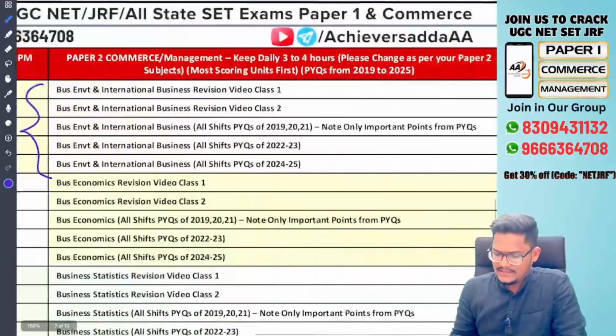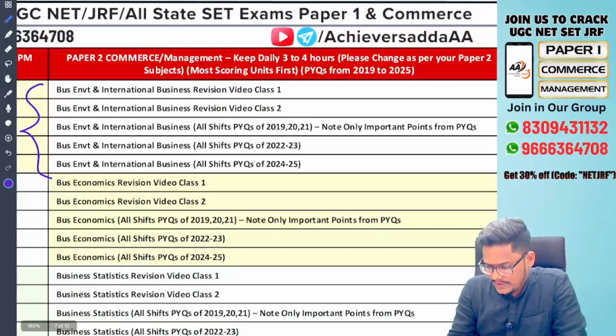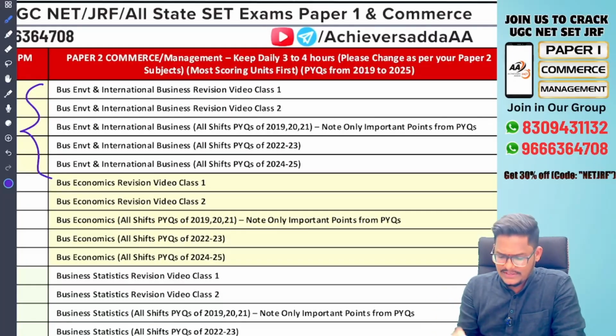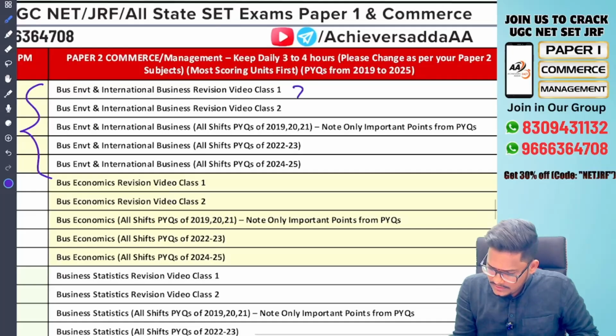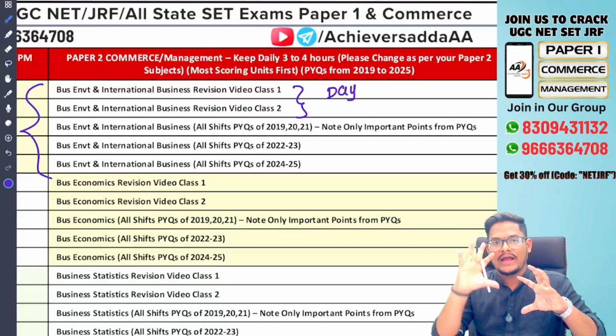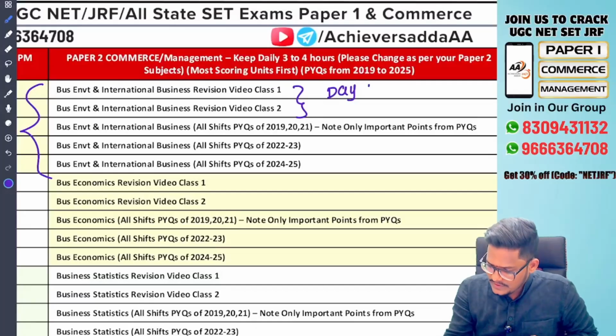On the other side, for Paper 2, take any one unit. Here I have taken an example; according to your Paper 2 subject, you can adjust this. Total 10 units, 50 days, every unit 5 days. So day 1 and day 2.